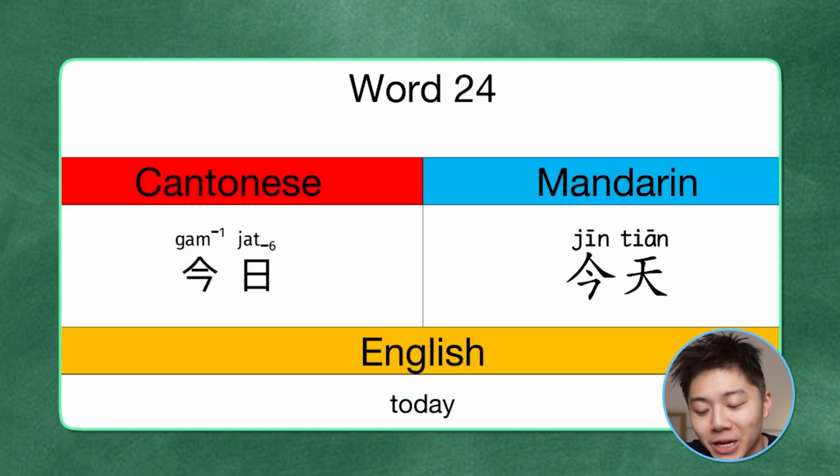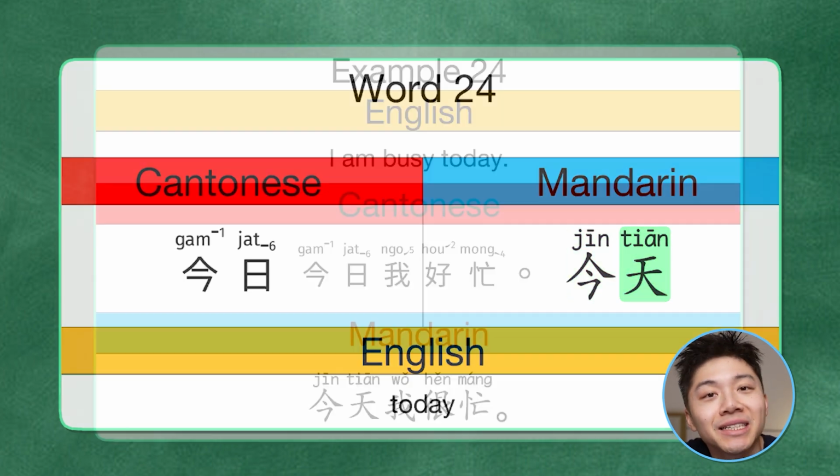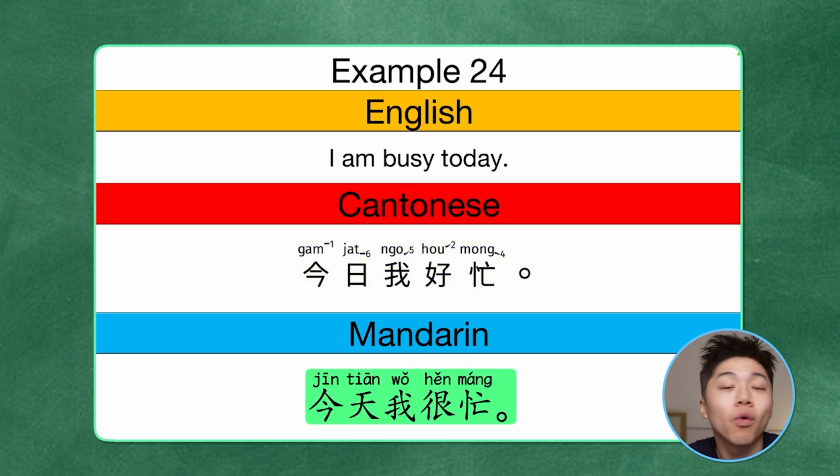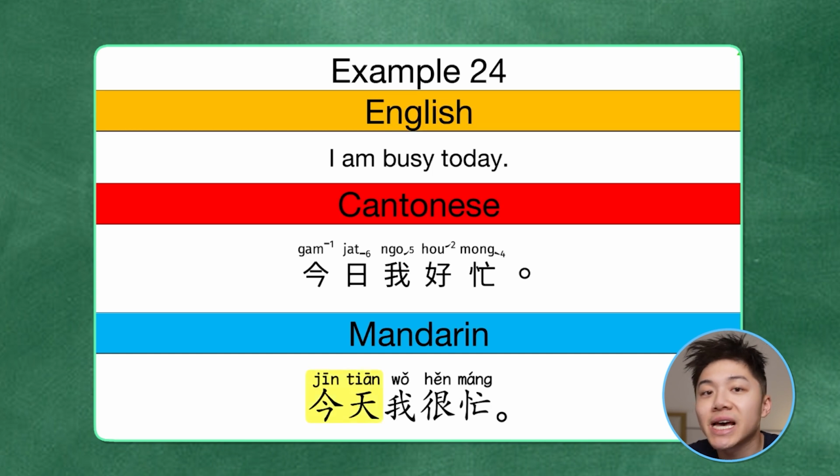So next, word 24, today, 今日. We learned this earlier too. In Mandarin, 今天. Look at an example. I am busy today. Filming this video for you guys. In Cantonese, 今日我好忙. In Mandarin, 今天我很忙.